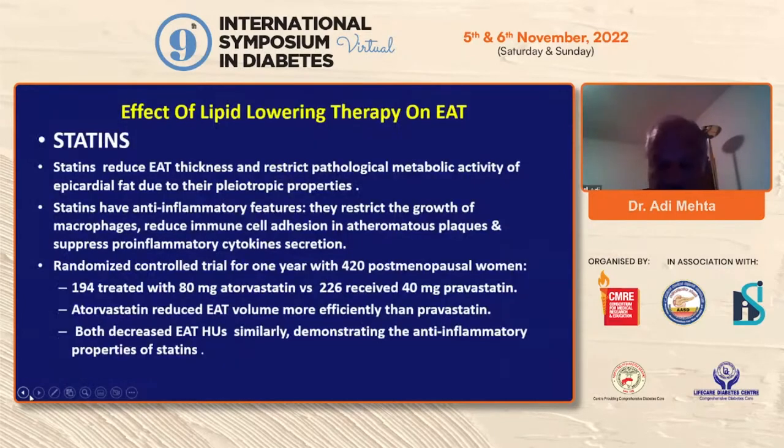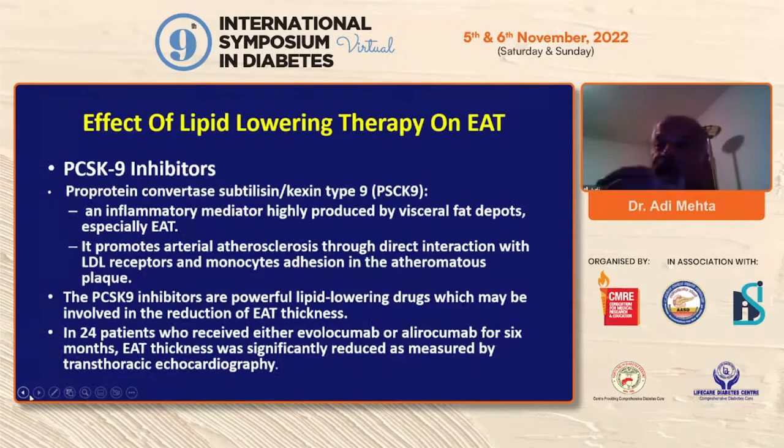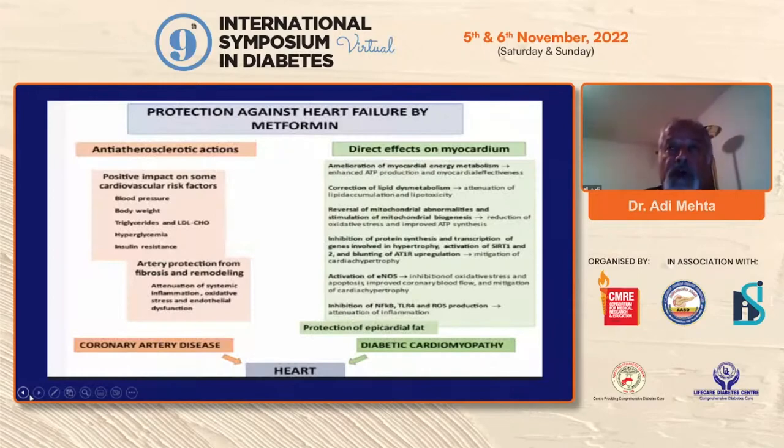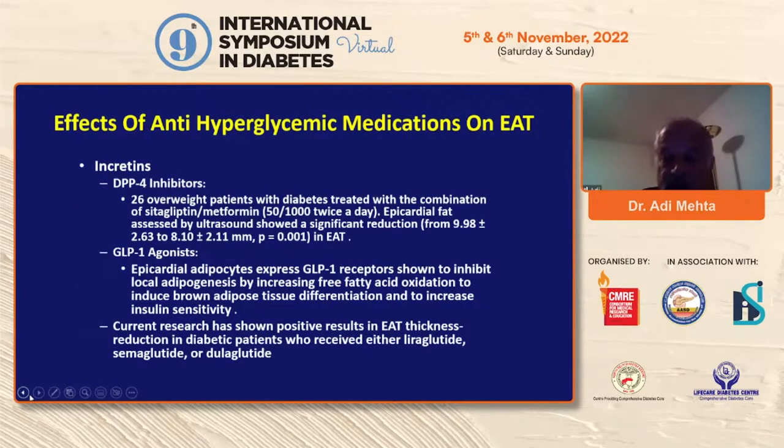Statins clearly drop epicardial fat. A study done in patients comparing atorvastatin versus pravastatin showed that the atorvastatin was able to drop epicardial fat. PCSK9 inhibitors, even though they are not anti-inflammatory, lower LDL and also have the ability to lower epicardial fat thickness. Metformin has been shown consistently to be associated with lower incidence of congestive heart failure, and it protects against epicardial fat. Sensitizers, the pioglitazone, I think all of you know about. DPP-4s have been shown in small studies. These are all small studies because it takes time and the ability to measure epicardial fat, but they have been shown to decrease epicardial fat, and GLP-1 agonists have been clearly shown to do this.